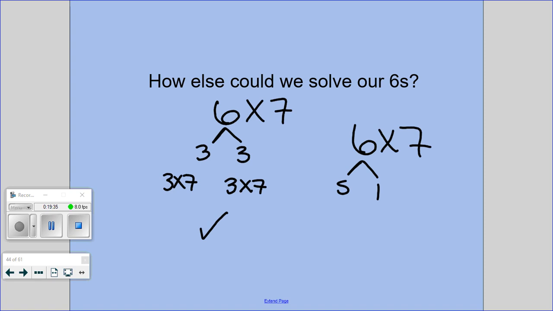5 and 1. 5 and 1 equals 6. I'm totally a master at my 1s. Definitely a master at my 5s. So now this is going to be 5 groups of 7 plus 1 group of 7. Kylie, you should be writing.